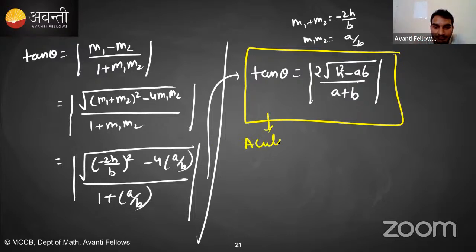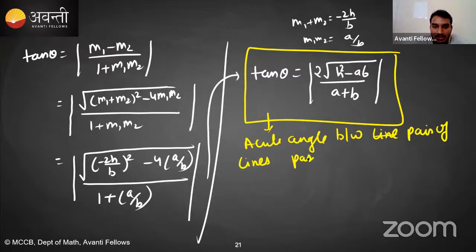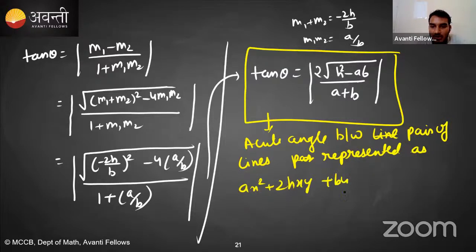So the acute angle between the pair of lines represented as ax square plus 2hxy plus by square equal to 0. Clear? So directly seeing h square, a and b, you can directly find the equation of tan theta.